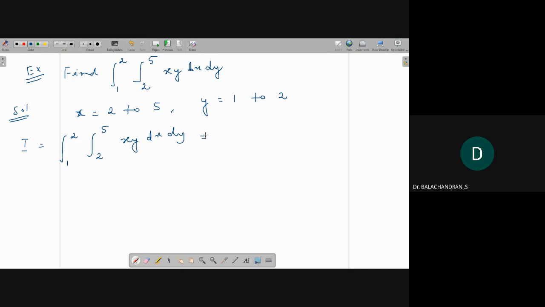Now you can write this as integral 1 to 2 of integral 2 to 5 of xy dx, which is a function of x comma y, into dy. Now I need to integrate with respect to x, so I keep y constant: y into x dx, so x squared by 2, with limits from 2 to 5.